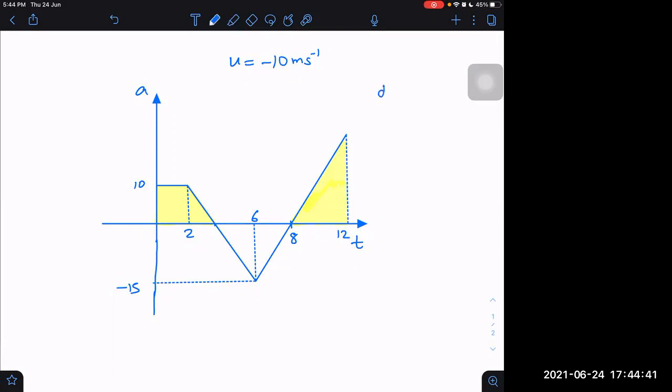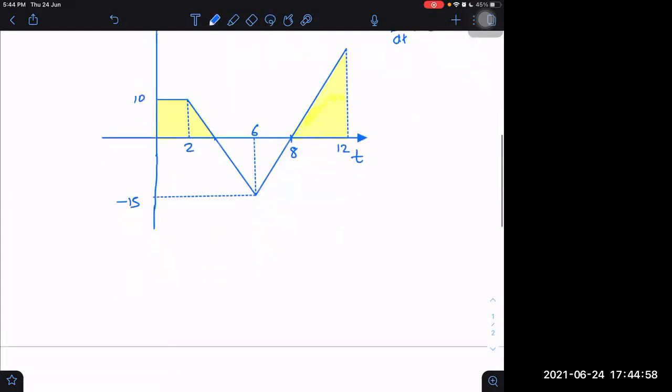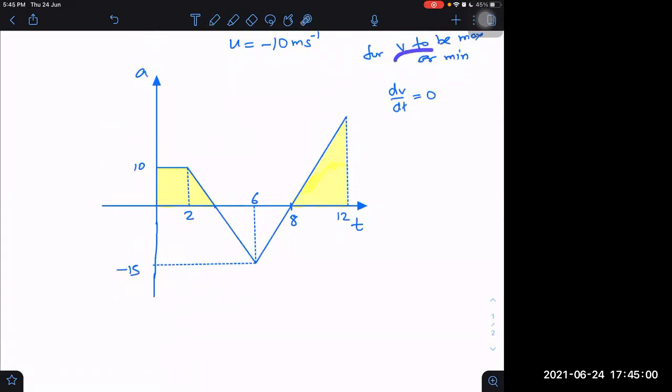What is the condition of maximum or minimum? For V to be maximum or minimum, dv by dt will be zero. Yes, sir. But one more thing: either V will be maximum or minimum when dv by dt is zero, or there are other possibilities also.